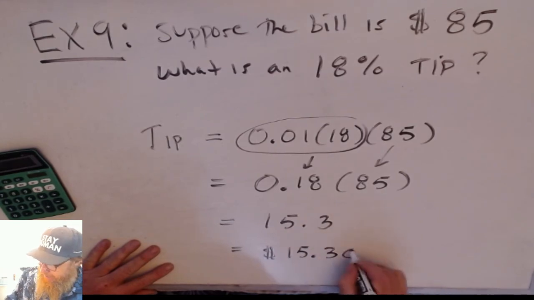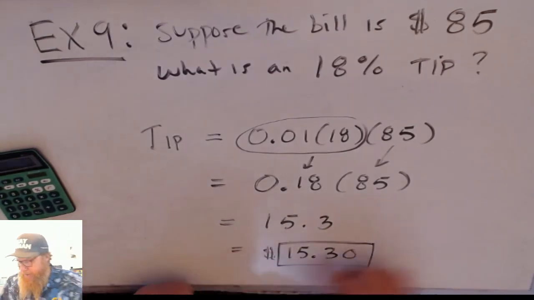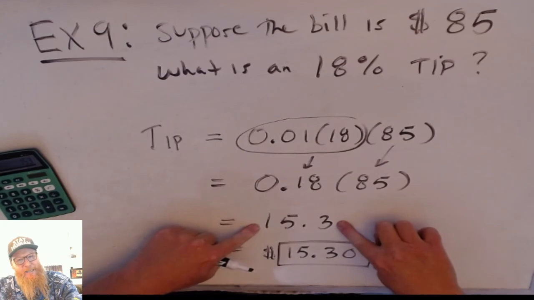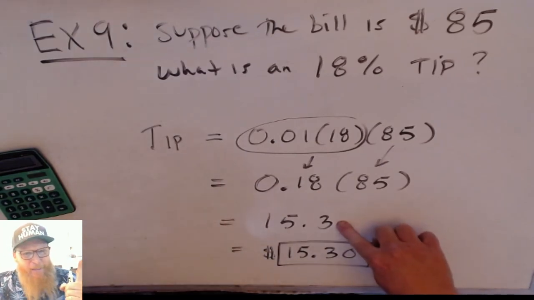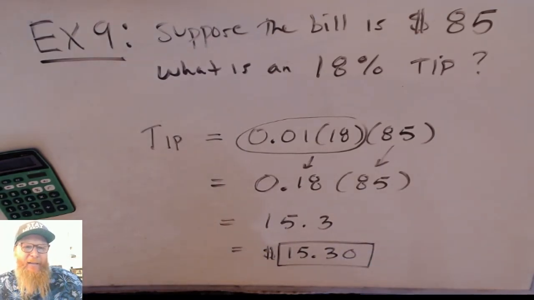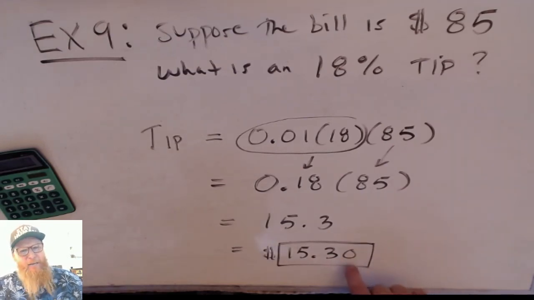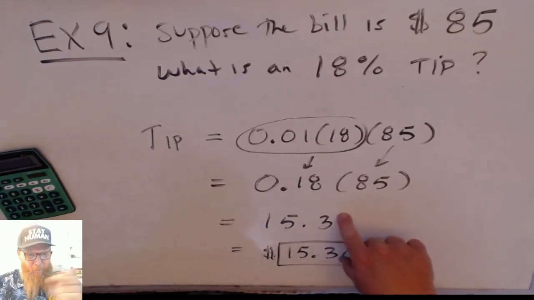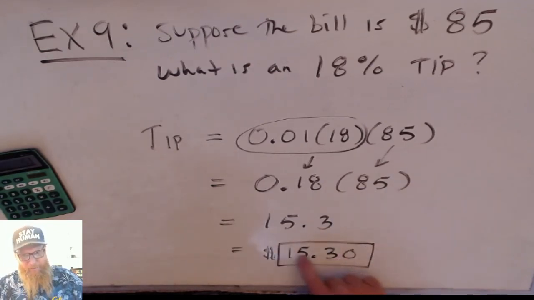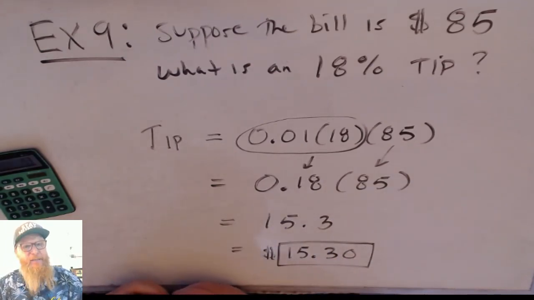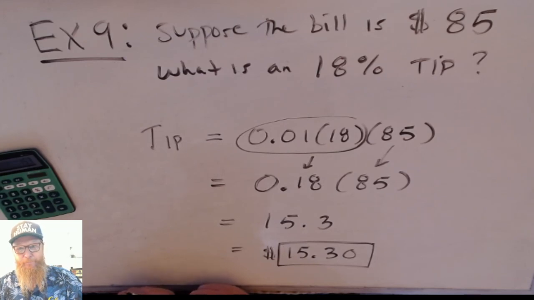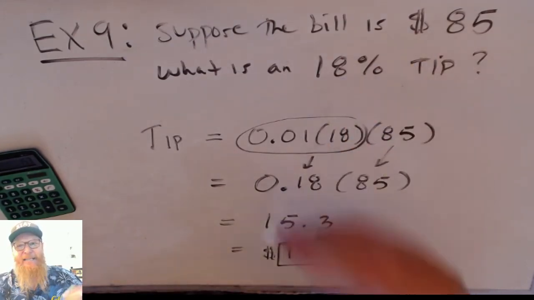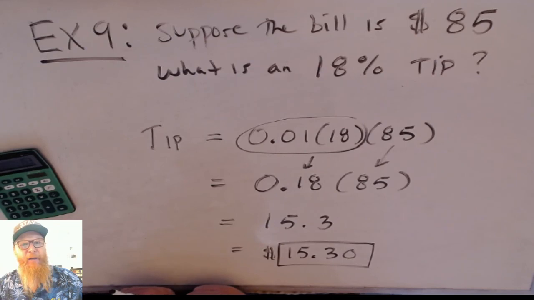Oftentimes on your homework, if money is listed with only one decimal, that's just the computer omitting the optional zero. But I like to see it. Although I would still mark this correct. 15.3 is correct. But when you're writing it out on paper, it's $15.30. So that would be an 18% tip on $85.